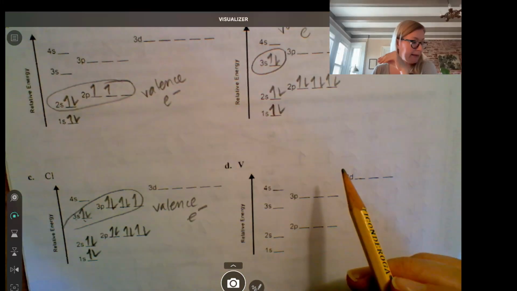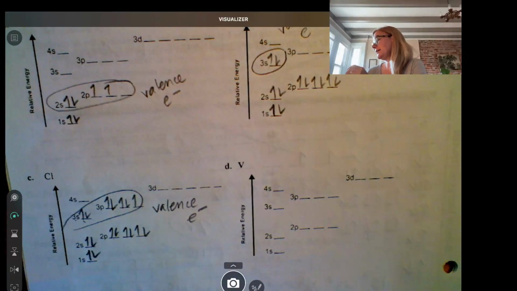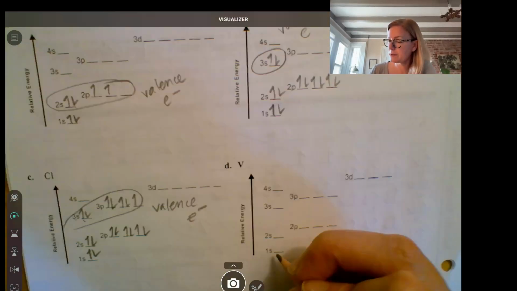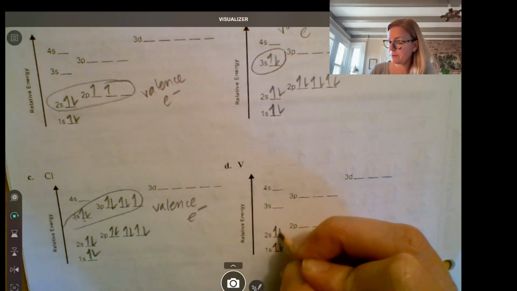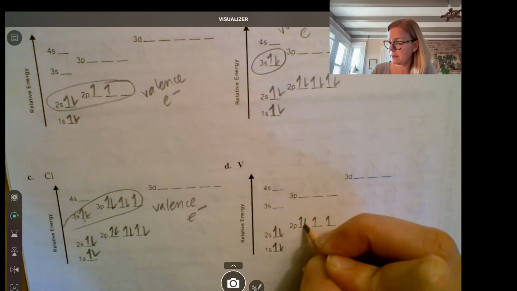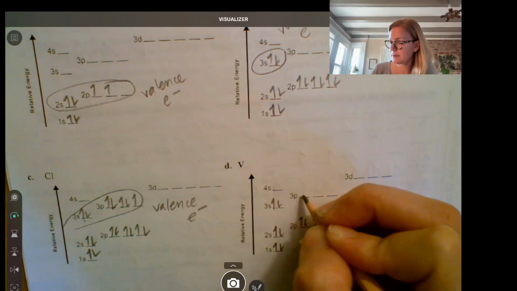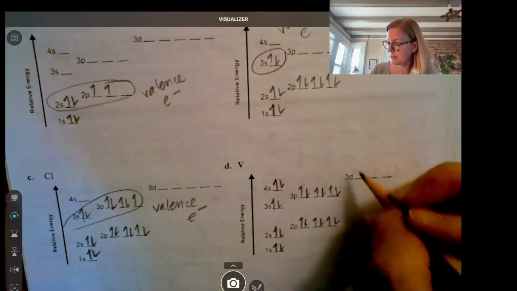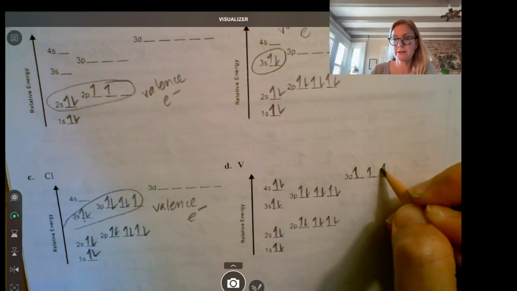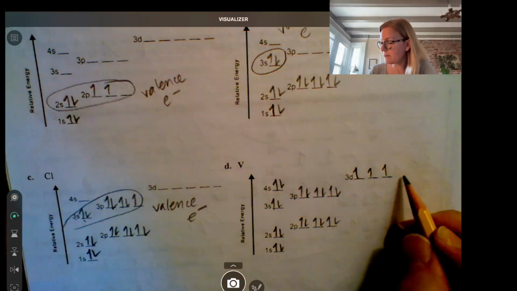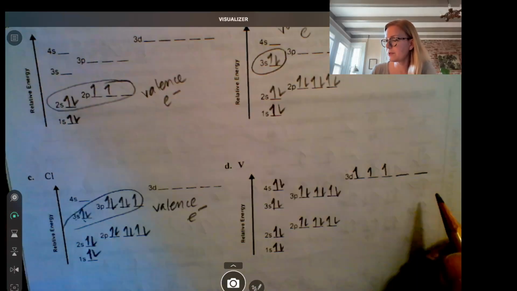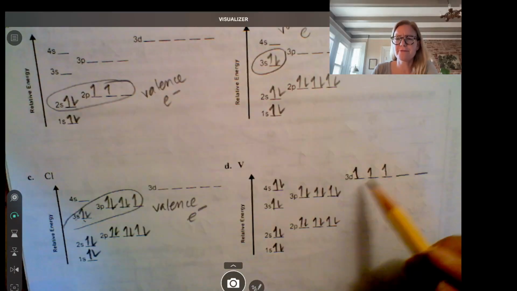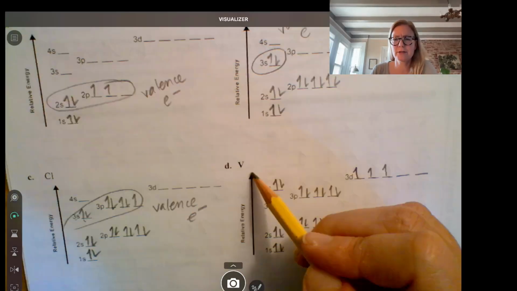And then D, vanadium. Vanadium is element number 23. Okay, so we'll go 1, 2, 3, 4, 5, 6, 7, 8, 9, 10, 11, 12, 13, 14, 15, 16, 17, 18, 19, 20, 21, 22, 23. Okay? This is supposed to have more lines. Oh, I think it just got cut off. D sublevels have 5 orbitals, so there should be 5 lines like there are here.